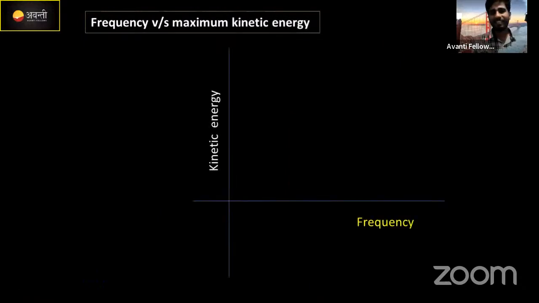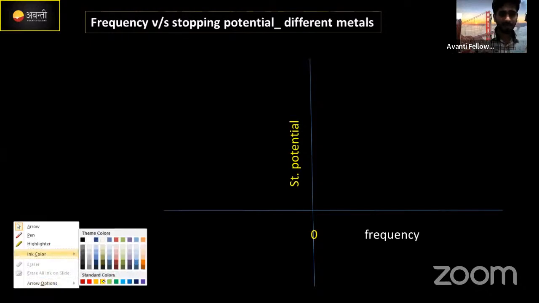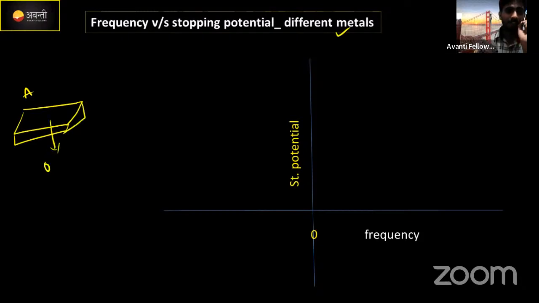Okay, next thing is frequency versus kinetic energy. Next, same thing, frequency versus stopping potential for different metals. Suppose this is a metal, and its work function was 2 electron volt.